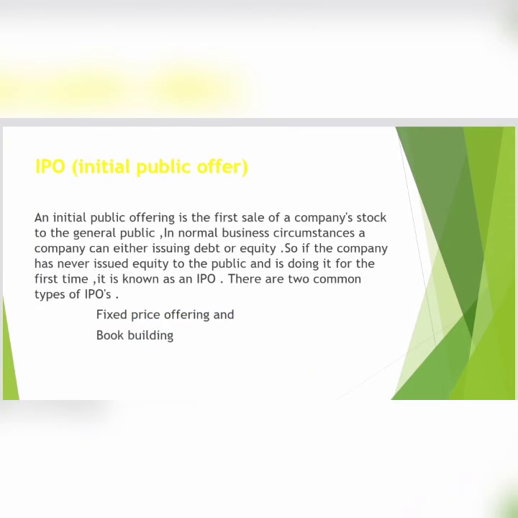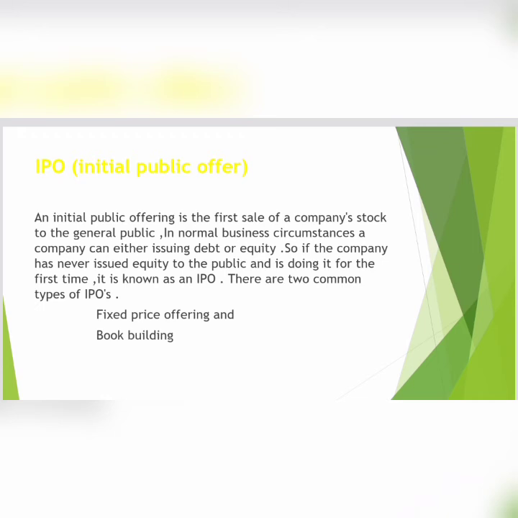An initial public offering is the first sale of a company's stock to the general public. In normal business circumstances, a company can either issue debt or equity. So, if the company has never issued equity to the public and is doing it for the first time, it is known as an IPO. An IPO is generally initiated to get new equity capital for the firm, to raise capital for the future from public investors. There are two common types of IPO: fixed price offering and book building offering.